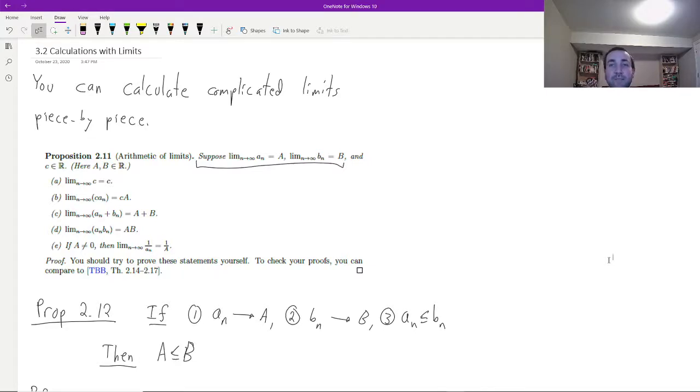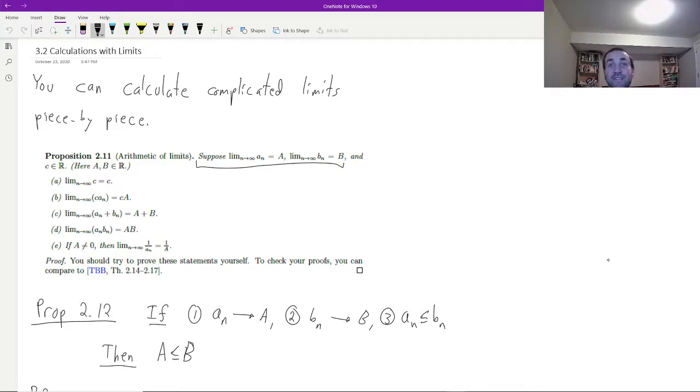In calculus class, you had the product rule and the chain rule and so on, which let you calculate complicated derivatives by piecing together simpler ones, and we're going to do exactly the same thing here. So the first theorem that you want to write down is proposition 2.11, which is called the arithmetic of limits. And here's the idea. We assume that we have two convergent sequences, an and bn, and then some number c, and we get all of these nice theorems relating the limits of these different objects.